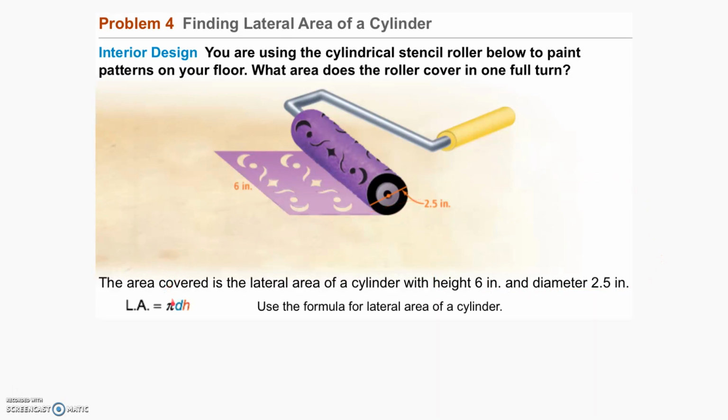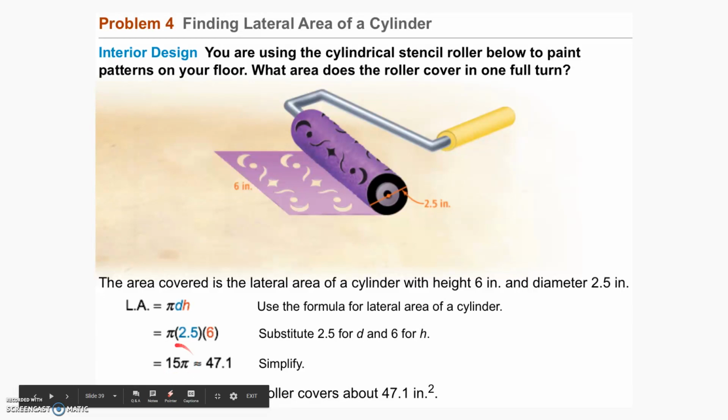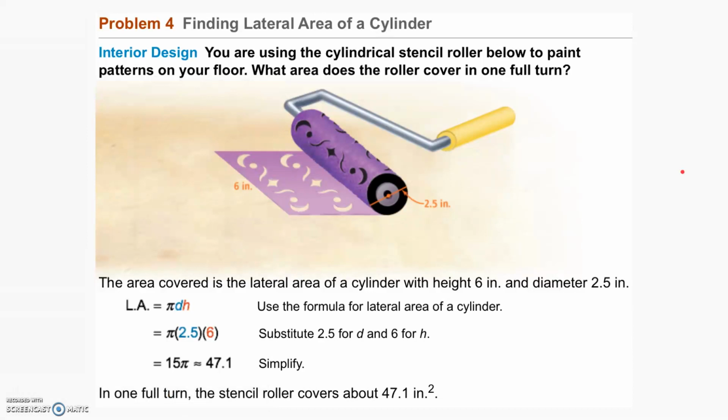Okay, lateral area is pi times d times h. So we do pi times 2.5 times 6. That gives us 15 pi. Now I would just leave my answer right there. But the book does say that's approximately 47.1 inches squared. So in one full turn, the stencil roller does cover about 47.1 inches squared.